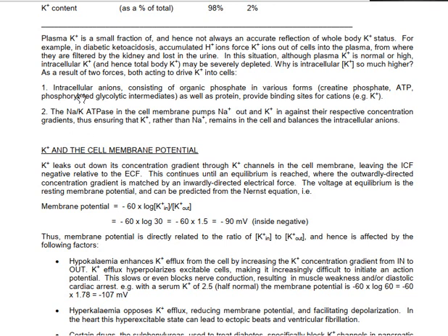Also, you need to know that the intracellular anions, consisting of organic phosphate in various forms, such as creatine phosphate, ATP, and phosphorylated glycolytic intermediates, as well as protein, bind more to potassium than sodium. They bind to this cation, potassium. That's the second reason why potassium is very high in the intracellular compartment.